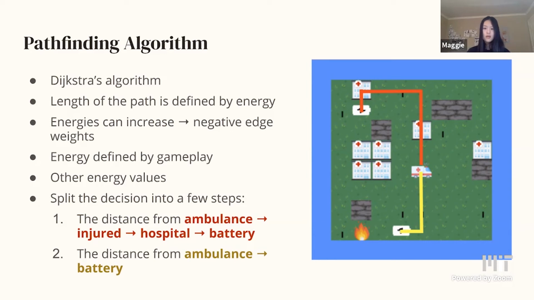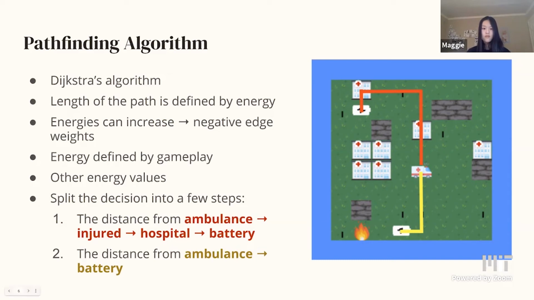If the ambulance collects a battery, energy should increase by 20, but we won't use this in our calculation because it will cause negative edge weights. Other than the energy defined by gameplay, we also added some other energy values to bias the algorithm towards certain behaviors. For example, if the ambulance runs over a person, we will decrease the energy by 20. And if it doesn't pick up a person in the current turn, we will decrease the energy by 5.